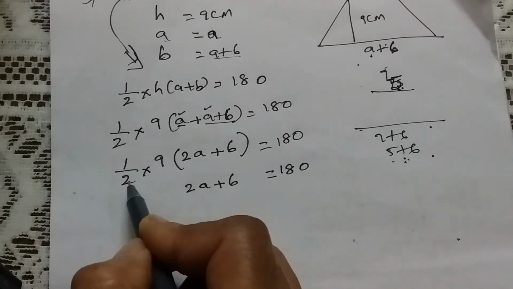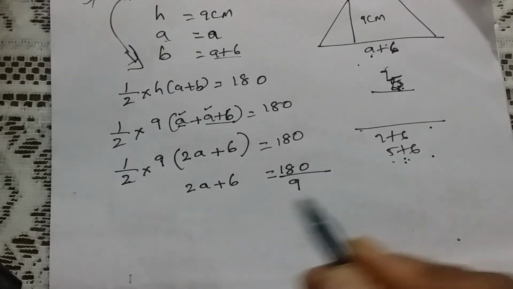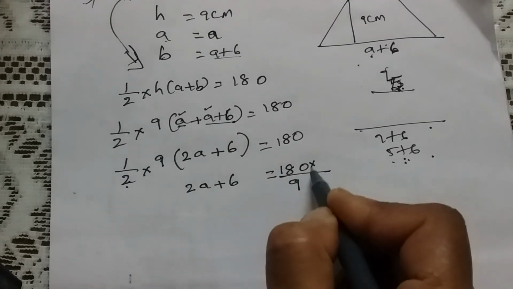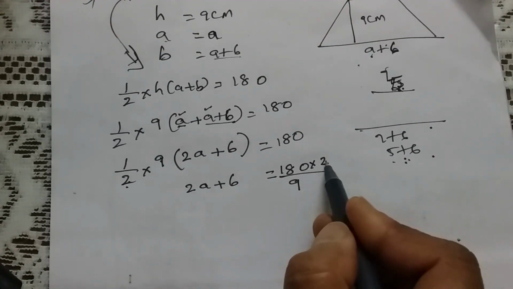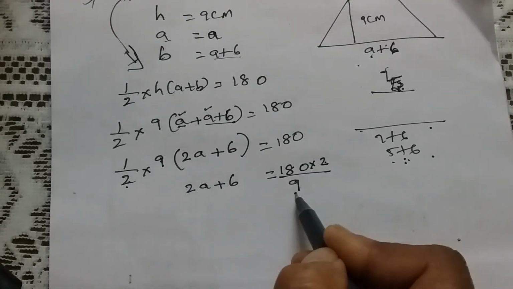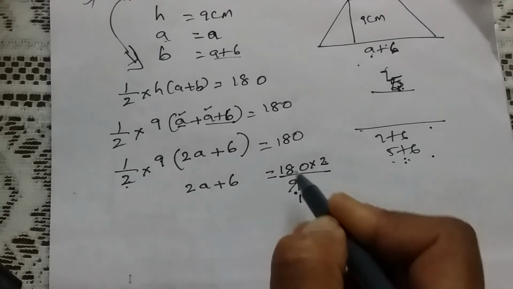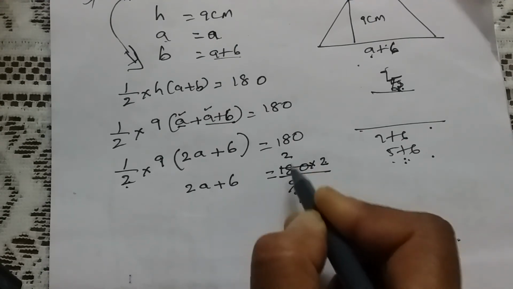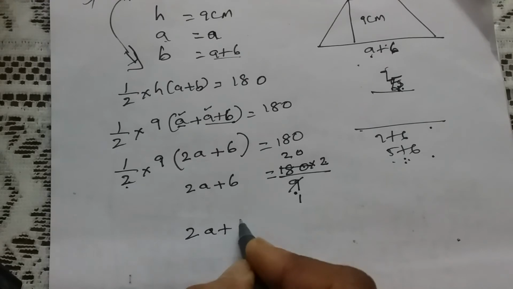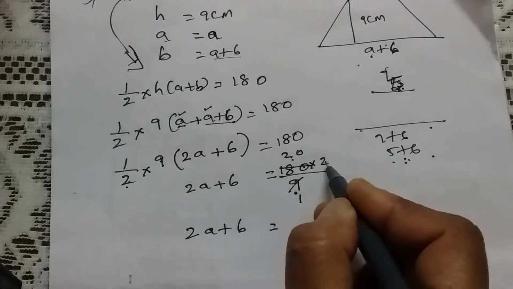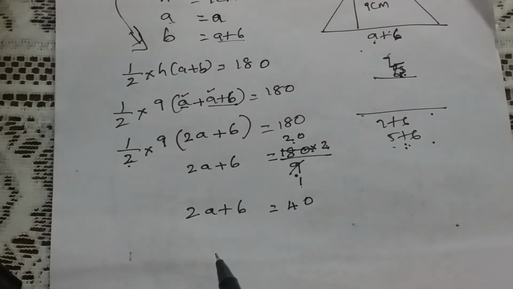Now take this 9 and 2 to the other side. What happens? The numerator 9 comes to the denominator and the denominator 2 goes to the numerator. Now cancel 2 and 9. This is an even number, this is an odd number, we cannot cancel. Now 180 and 9, yes, we can cancel by the 9 table. 9 ones are 9, 9 twos are 18, and then this 0. Okay, now 2a plus 6 is equal to 20 into 2, which is 40. When you divide 40 by 1, we get 40.